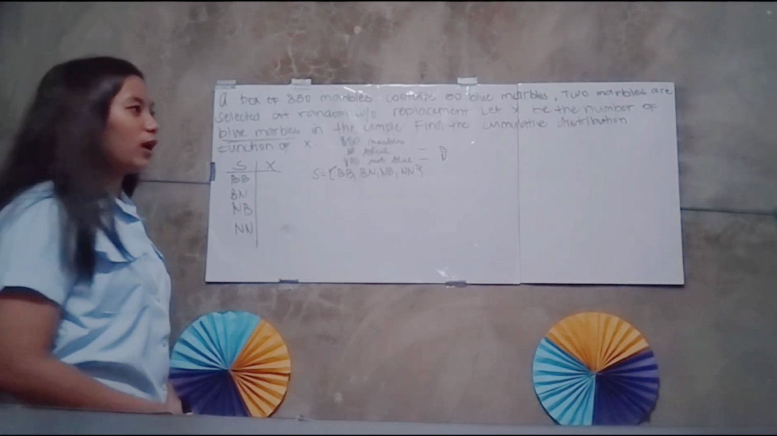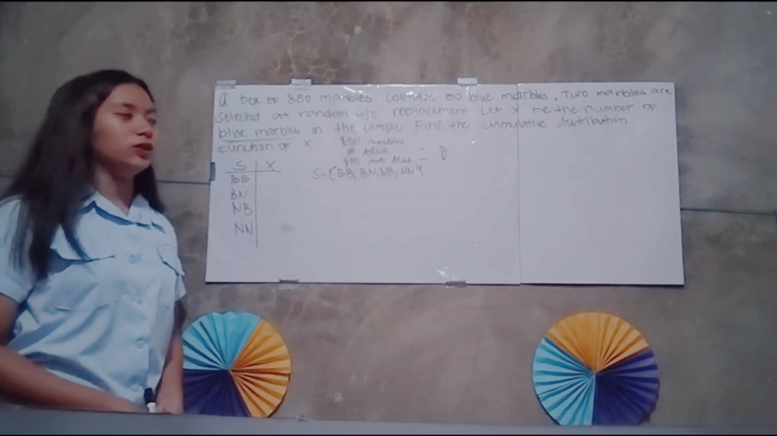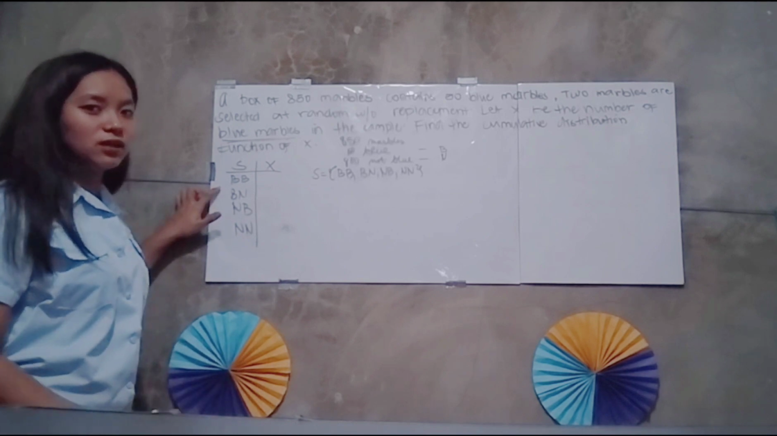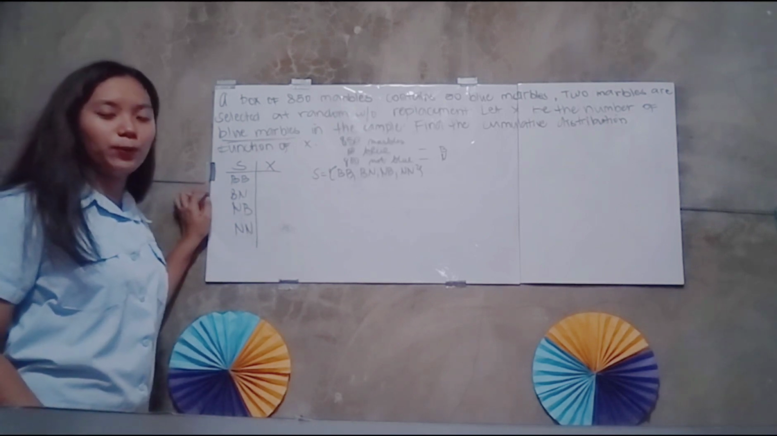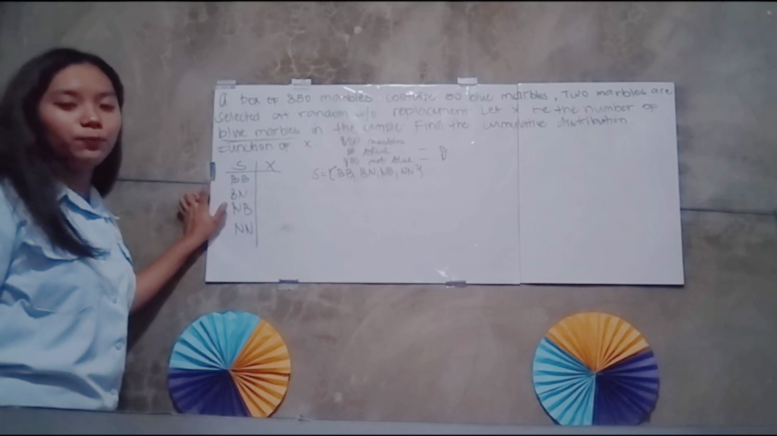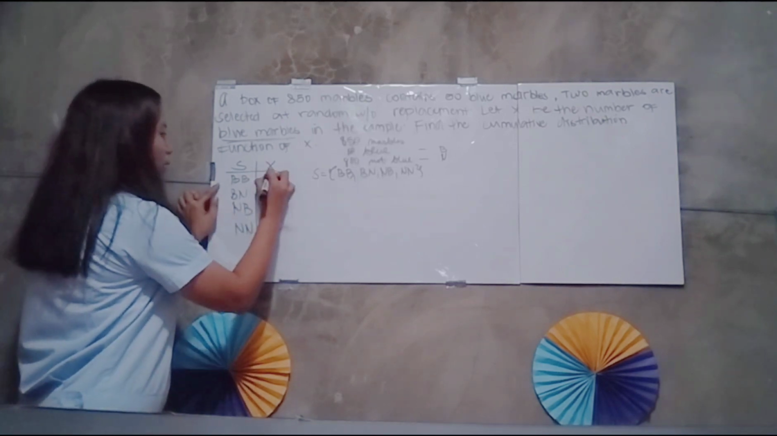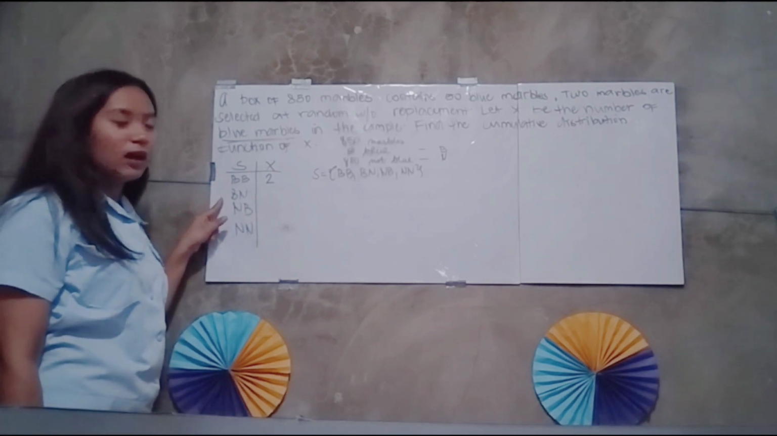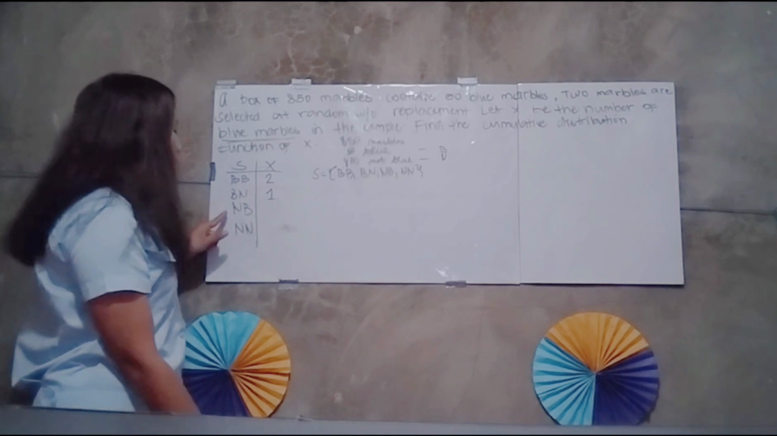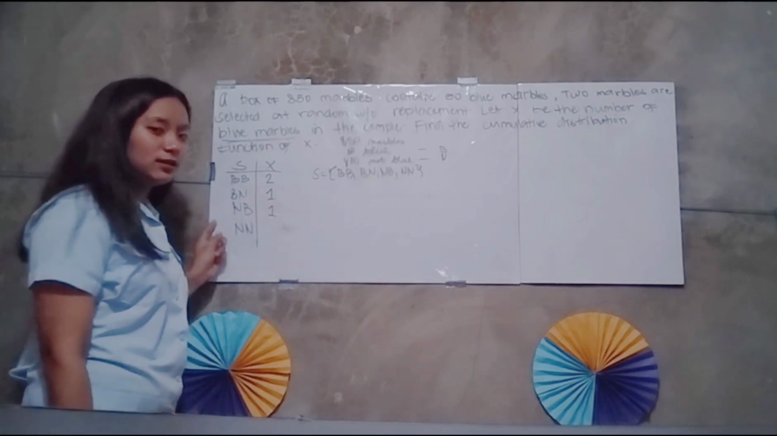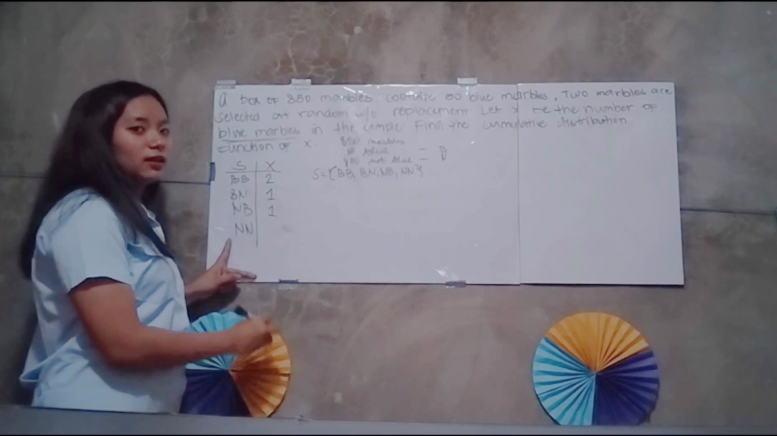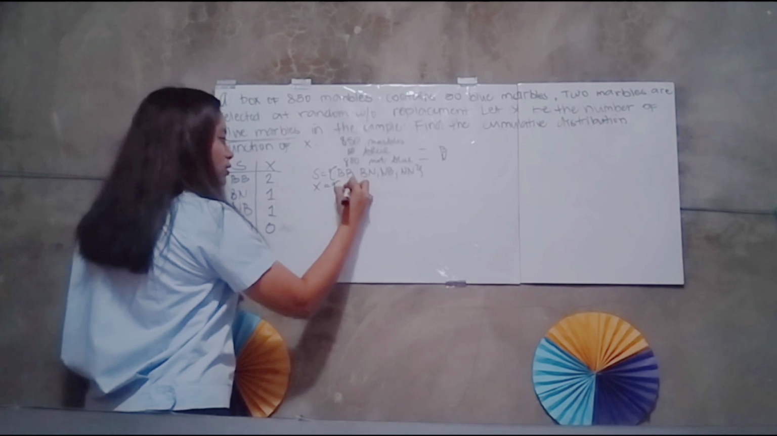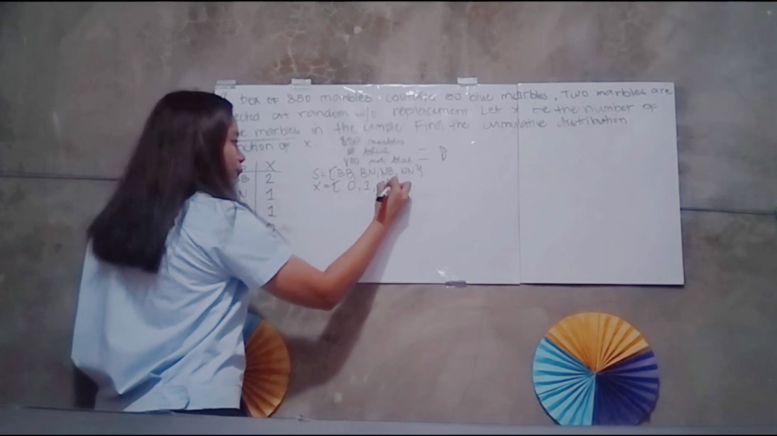So, to get the random variable, we will need to look first at these sample spaces to see if they have blue marbles. At the first outcome, we have BB, so we have two blue marbles. So let's put X equal to 2 for BB. For BN, it is 1 because it has only one blue. And NB, also 1 because it has only one blue. And for NN, no blue came out, so 0. So our X here is equal to 0, 1, and 2.